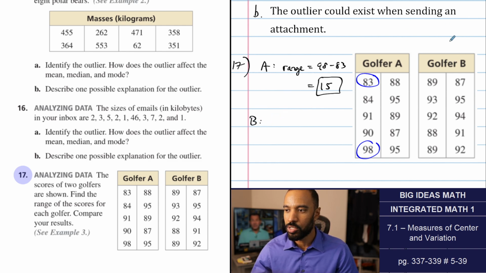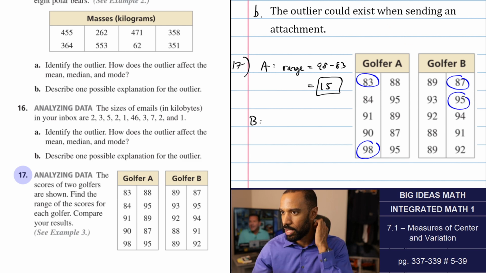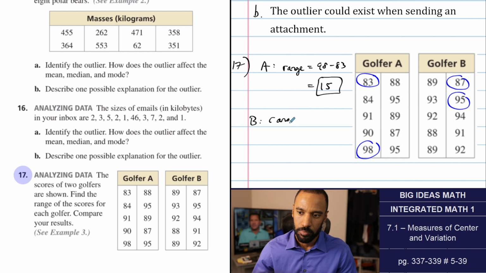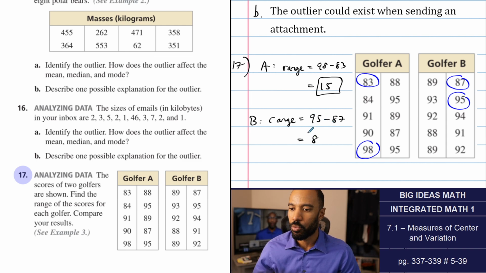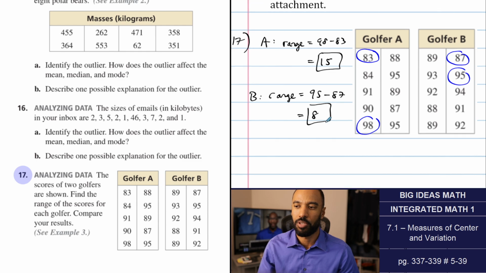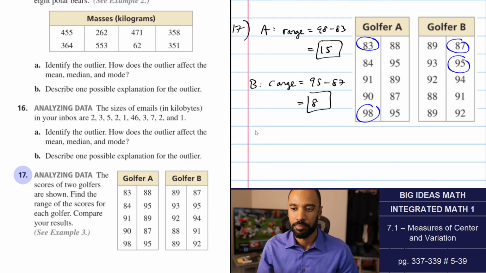Golfer B's range, their lowest is in the 80s as well, 87. And their highest looks to be 95. So their range is 95 minus 87, which is 8. Compare your results. Golfer A has a greater range.